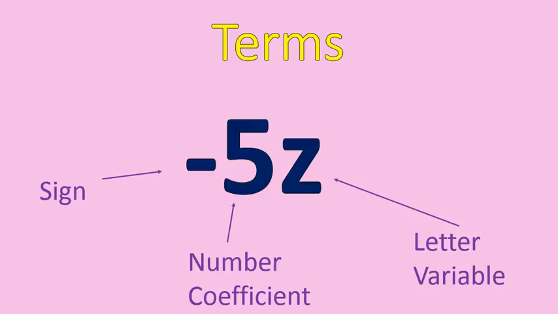What this means is negative, it's a negative overall value. The number is 5, and it's being multiplied times z. Oftentimes we split this up into being negative 5 times z, because it implies multiplication there inside of that term. Negative 5 times z. All right.